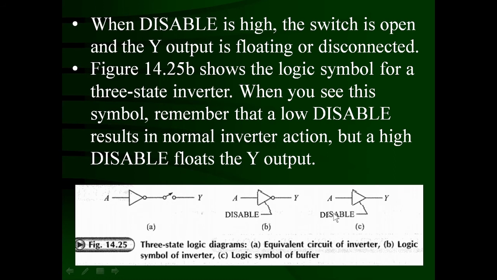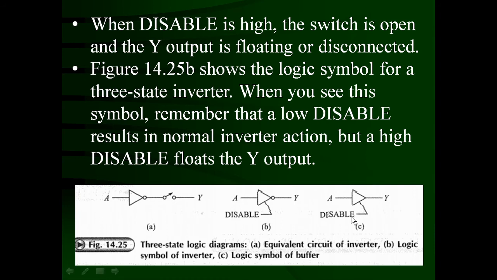So this is the symbol for the tri-state inverter. Similarly, a tri-state buffer is also available. The difference between inverter and buffer is that it is a non-inverting buffer, which means the output is not inverted. Output will take the value of A. If A is low, the output will be low. If A is high, then the output is going to be high. So Y takes the value of A when the decibel input is low. But when the decibel input is high, the output is disconnected from the input, or the switch becomes open. So it works like an electronic switch.